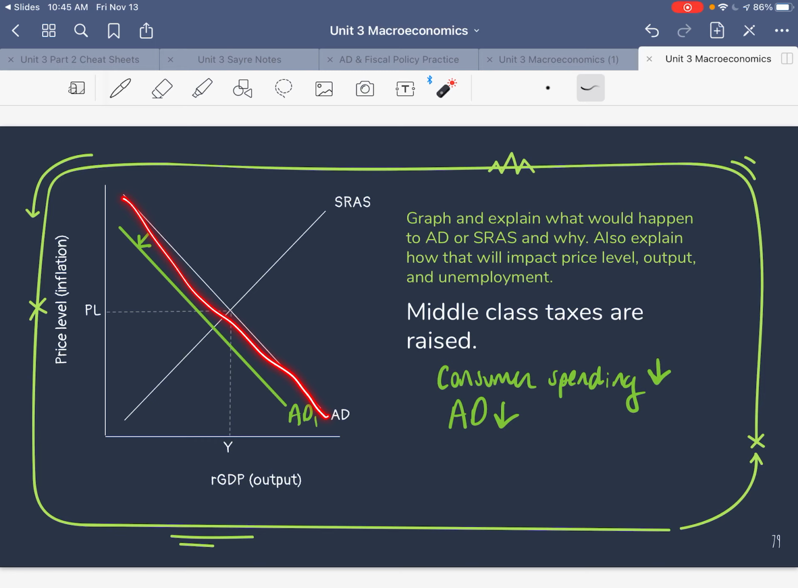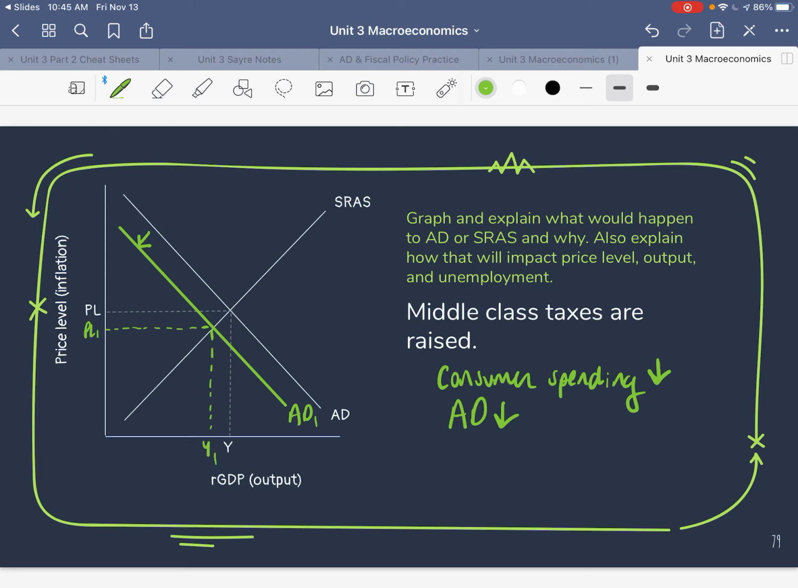Well, now we've changed the curve. It used to be here, and now it's here. So where is our new equilibrium? Here's the new curve, and here's SRAS that hasn't changed. So our new equilibrium is right here. So we have to draw a new equilibrium. Label that price level 1 and Y1.